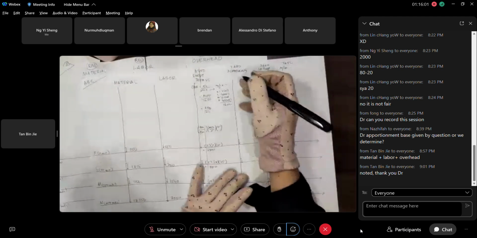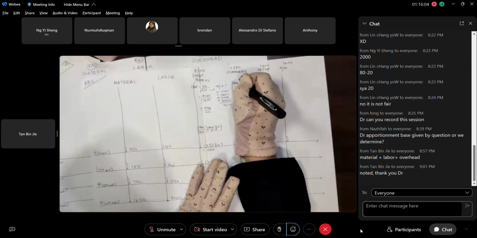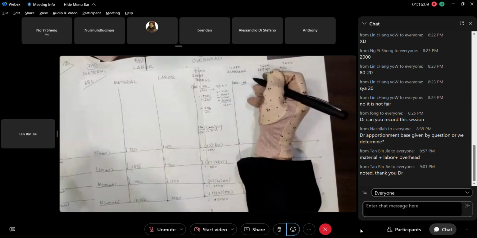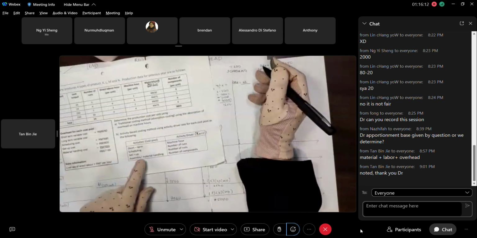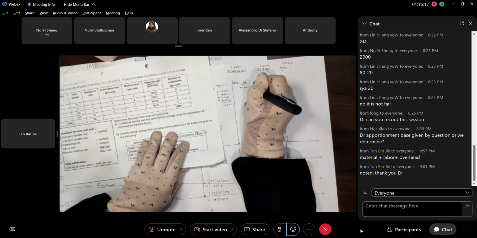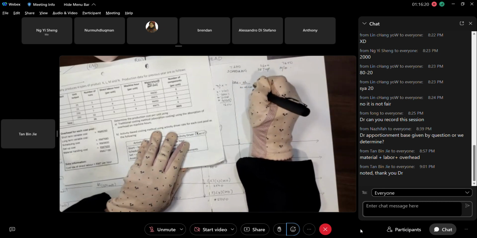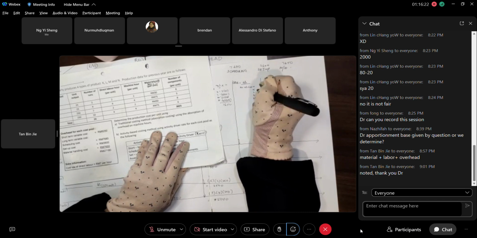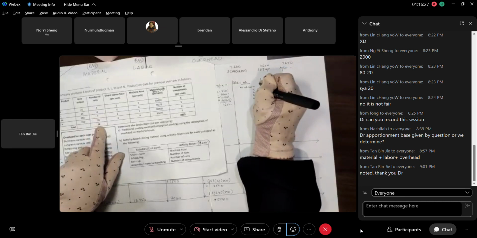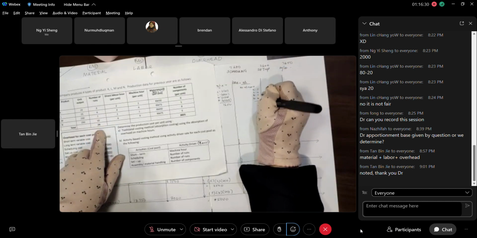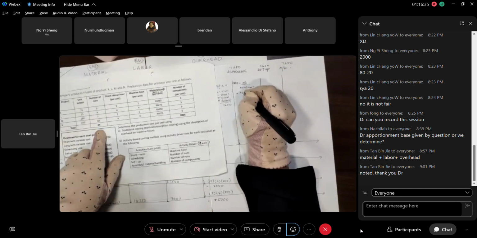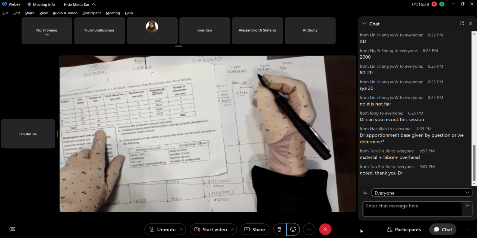Okay, now scheduling. OAR is based on what? It's based on overhead, based on scheduling, based on number of runs. So number of runs. Okay, how many runs here? You have K, L, M, N. How many runs? 3, 4, 7, 10. That is 24. So you have to divide.